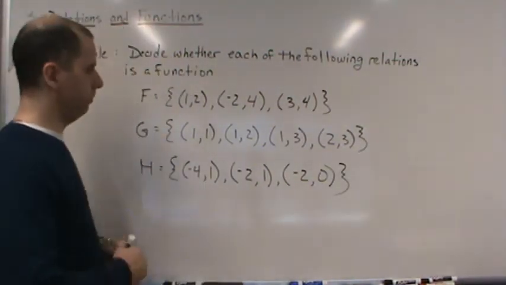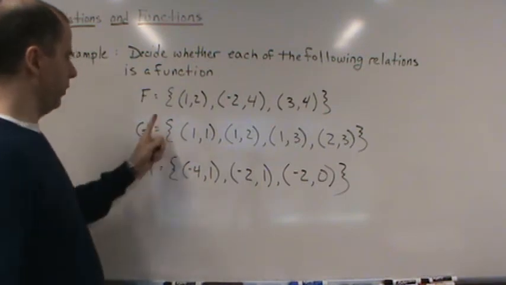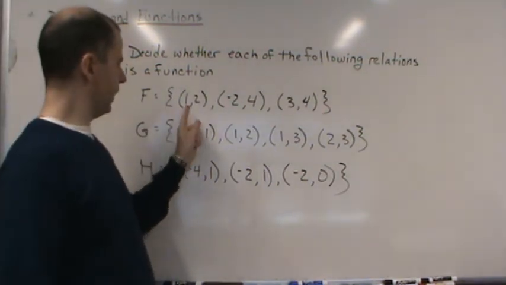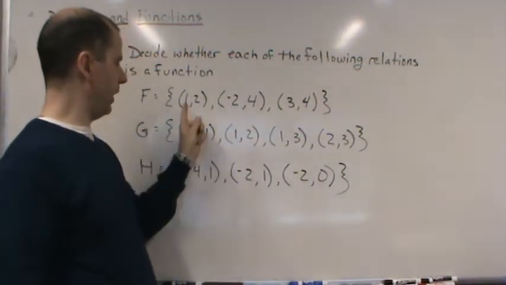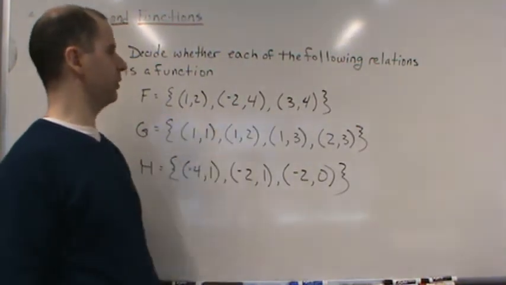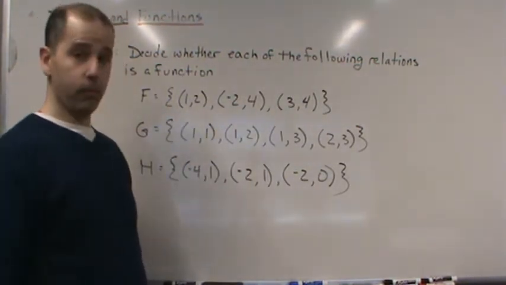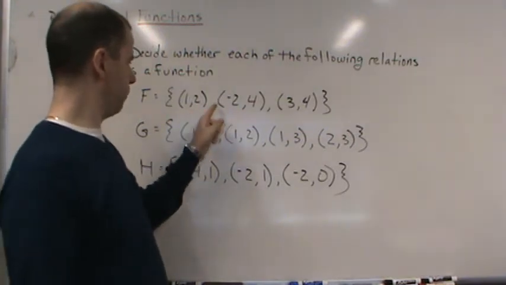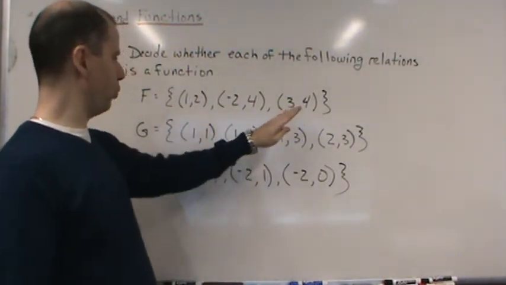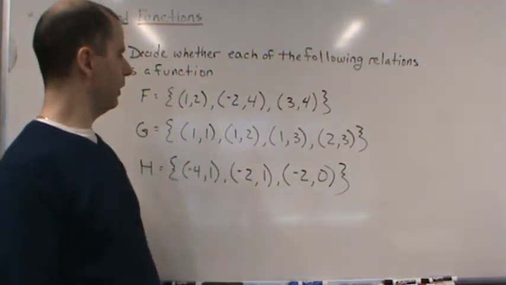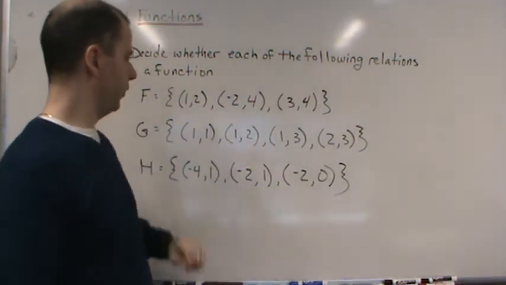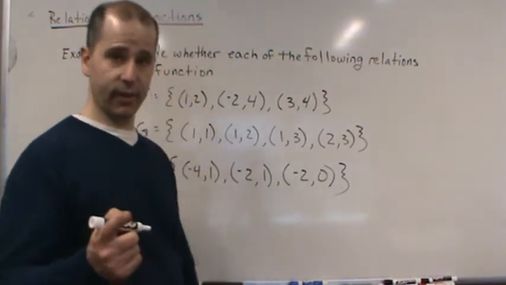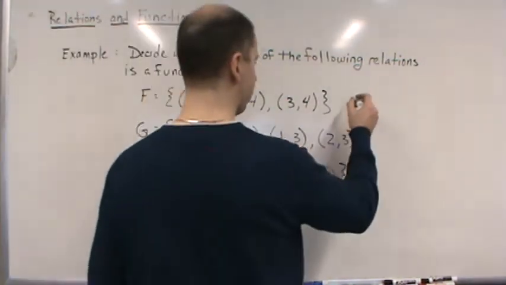So F. Look at F. So we've got, again, look at the x values, and do we have any repeated x values? So the answer is no. So this is a function because we don't see more than one y value for one x value. Okay? So one way of looking at this is look at a set of numbers like this.